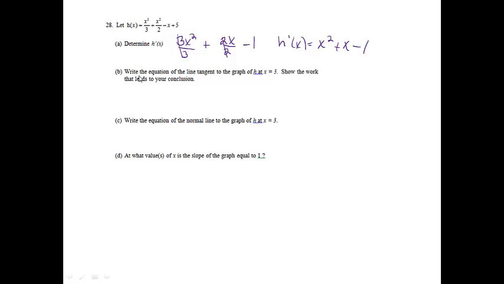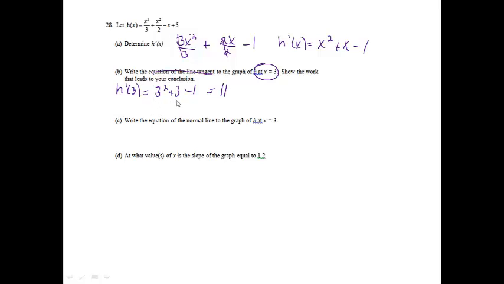And then part B, it says to write the equation of the line tangent to the graph of h at x equals 3 and show the work that leads to your conclusion. So what we are going to do on this one, an equation of the tangent line, we want to find the derivative at 3. So we want to find h prime of 3, which will equal 3 squared plus 3 minus 1. That equals 11. So my slope is 11.